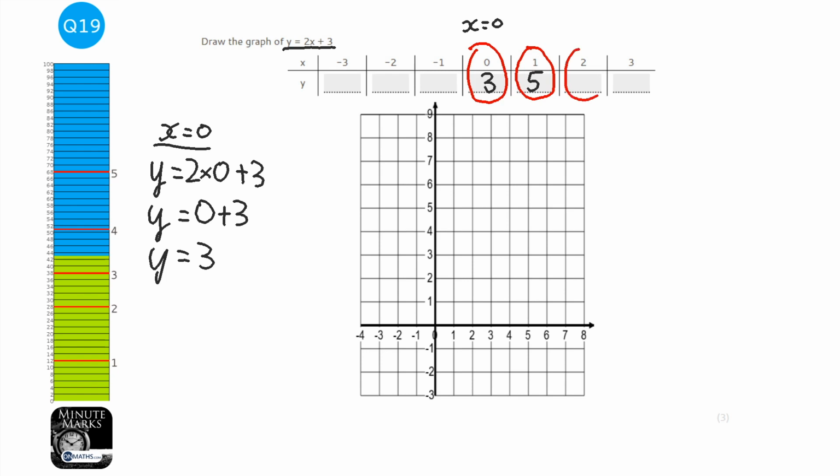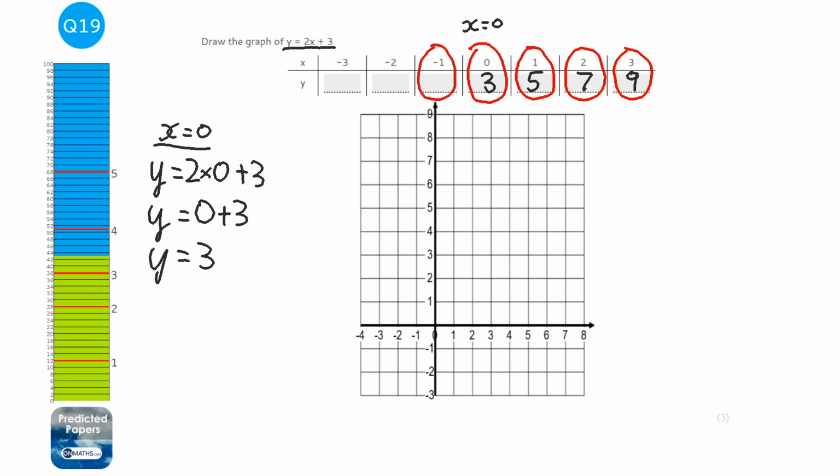Then the next coordinate, we've got x equals 2, so 2 times 2 is 4, plus 3 is 7. And the next one, we've got 3. So 2 times 3 is 6, plus 3 is 9. Okay, and I always go back to the negatives because I can see a pattern with the positive numbers. So I can use that pattern to check that I'm doing this right.